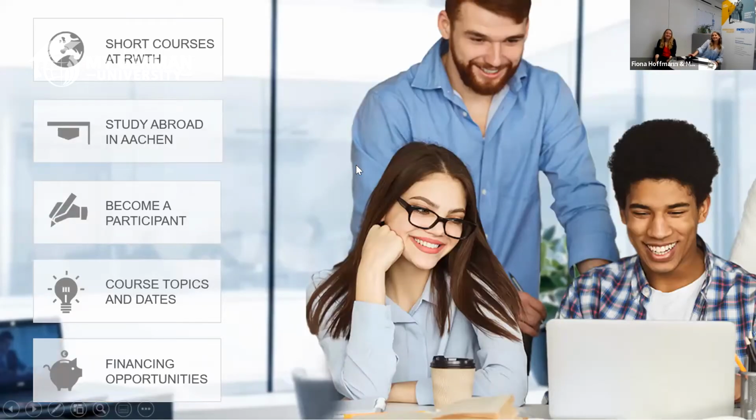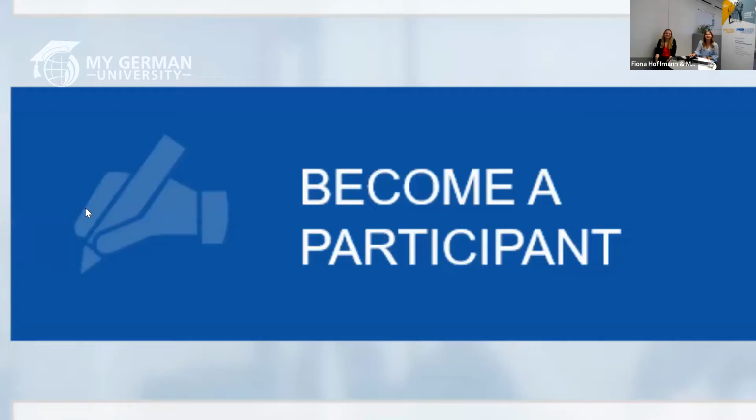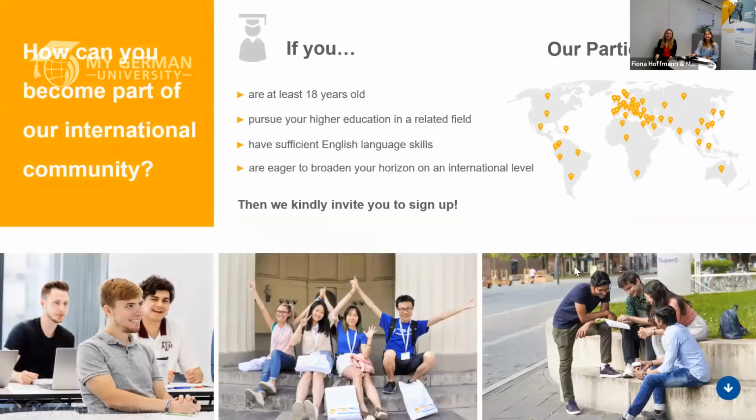Yes, so now we get a little bit of taste how it is to study abroad in Aachen and what are the benefits. Now I will explain to you how to become a participant in our short courses at RWTH Aachen University. So you see here on the right on the slide where our last participants all came from. So I think it's now 55 countries, and we are still counting. So very good that you're all very international. And you can see here how to become part of our international community.